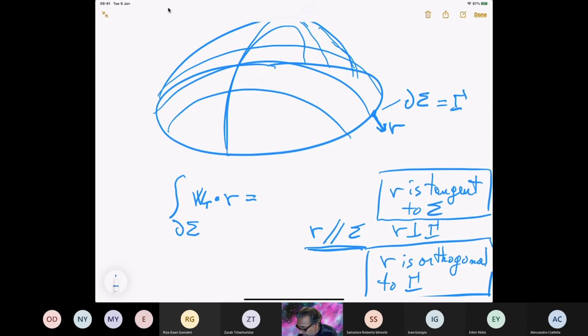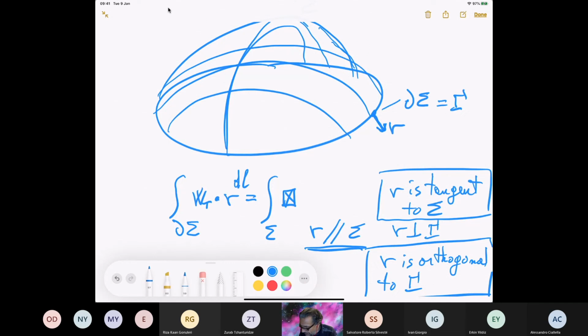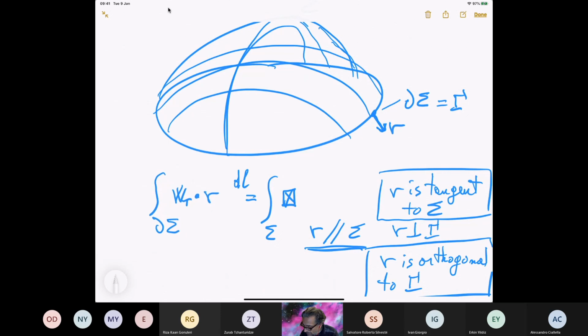And now what do we want? We want to find an operator such that this integral over dl, so this is a line integral, is equal to this on the surface. So it is exactly the same logical process, but instead of having a volume and its boundary, we have a surface and its boundary. And instead of having a general vector, we have a vector tangent to the surface. Okay.